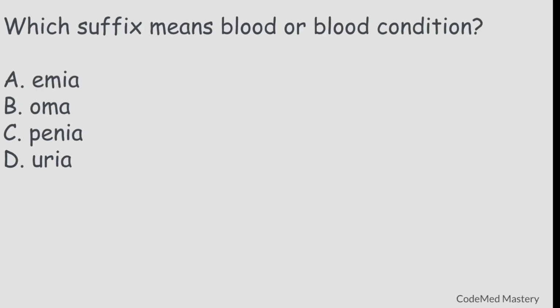Next question. Which suffix means blood or blood condition? Option A, emia, option B, oma, option C, penia, option D, urea. The right answer is option A, emia. The suffix emia is used in medical terminology to denote an abnormal blood condition.